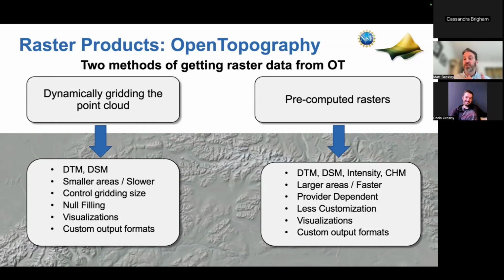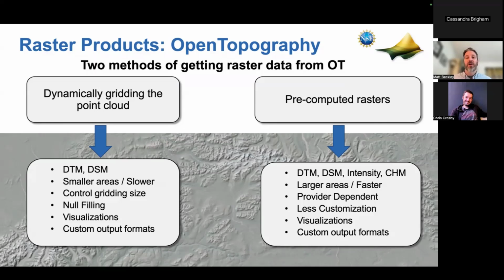So first, assuming we have point clouds, which we do for most data sets, you can always just dynamically grid from the point cloud. You can create DTMs, DSMs. There's pros and cons to each of these methods. The con on one hand is that because you're gridding right from the point cloud, you're limited to small areas. It's going to be a little bit slower because it's ingesting all that raw point cloud data. But you do have a lot of control over that grid that you're creating. So you can create it at whatever grid size you want. You have filling options, and then you can visualize and output those grids in whatever format you want.